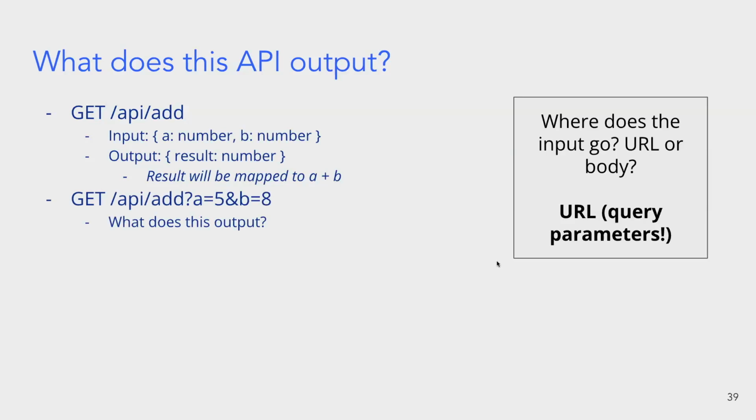First of all, this is an example invocation. What's going on here is we're calling the endpoint with inputs 5 and 8. And we can sort of imagine the API is like this black box. We feed it A equals 5 and B equals 8, and it's going to give us out something of the format result number, and map that to the output. So what's this going to output?